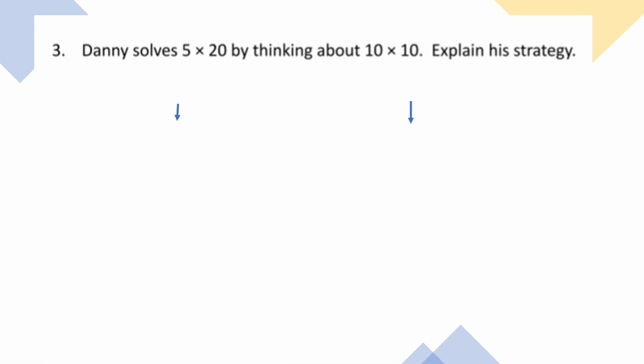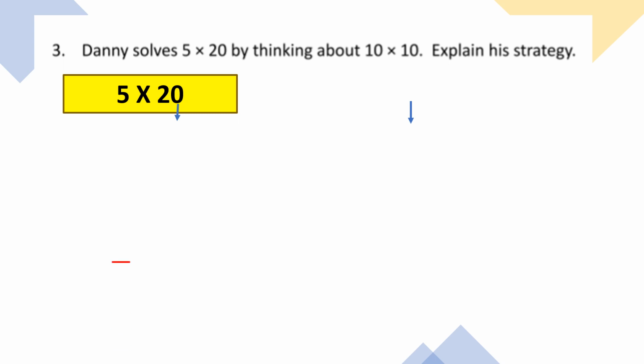Okay, let's look at number 3, which is our last question of our homework. Number 3 says, Danny solves 5 times 20 by thinking about 10 times 10. Explain his strategy. Here I feel that the best way to explain the strategy is by actually working through the problem. So let's go ahead and work through the problem. So Danny solves 5 times 20. I believe we should solve 5 times 20 also. So let's use our little trick.